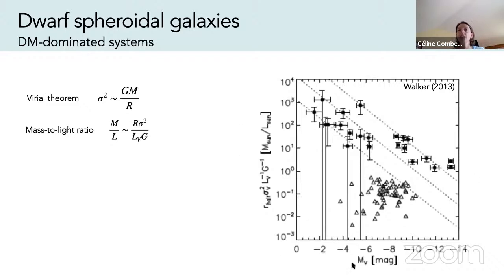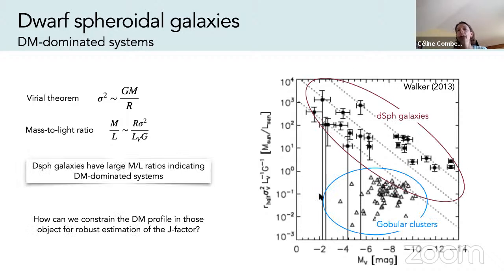And here on the right, MV is not the mass here, it's the magnitude. So this is luminosity on the x-axis. This is the mass to light ratio for a few of those objects. And you clearly see two populations. The ones that have low mass to light ratio are just globular clusters, no dark matter. However, the dwarf galaxies sit higher, and for them to have the velocity dispersion we measure in them, we need to have more mass than what we're able to see.